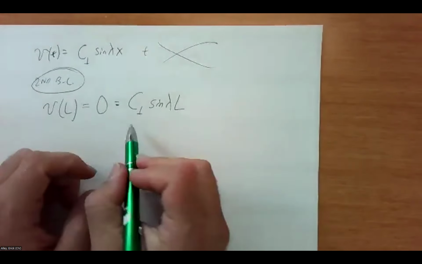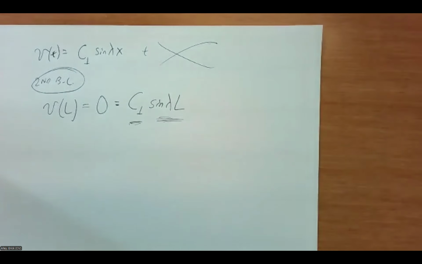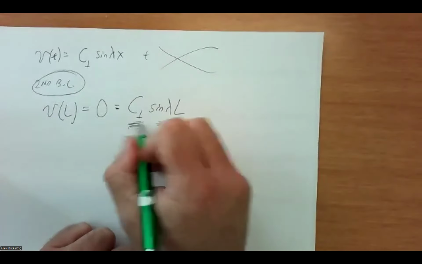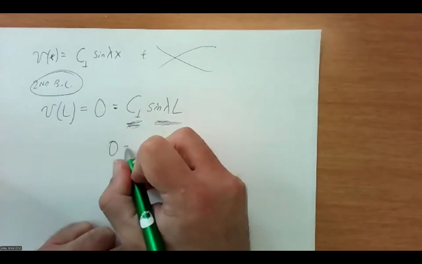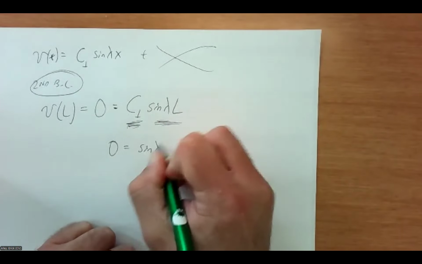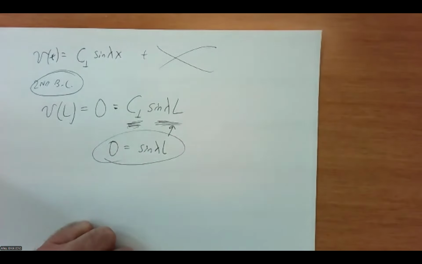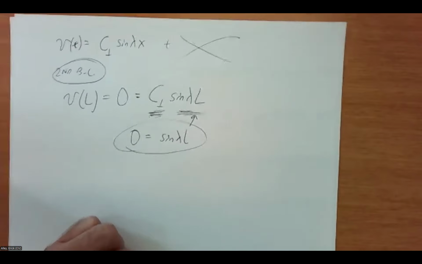Now, that means either C1 has to be 0 or sine lambda L has to be 0. If C1 is 0, we don't have any deflection, so that's kind of the trivial solution. So the other option is sine lambda L needs to go to 0, right? Because we can't have no deflection or we won't have a shape, right? So 0 needs to equal sine of lambda L. This is the non-trivial solution, all right?